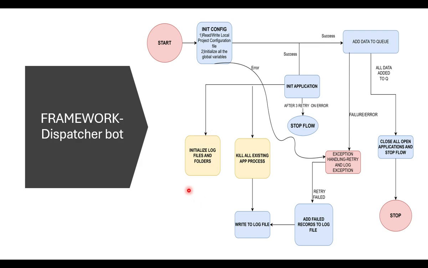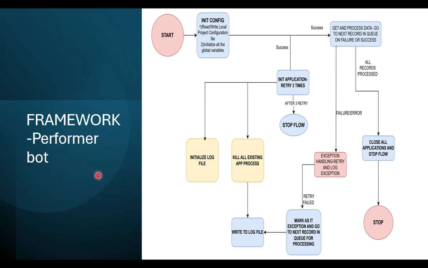So the dispatcher will load the data to the queue, and the performer will read the data from the queue and process it one by one. Now coming to the performer bot, it has a similar structure. Here the bot will read the config files, and once that is successful it will process the data using process queue items. When all records are processed, it will close all applications and stop the flow.